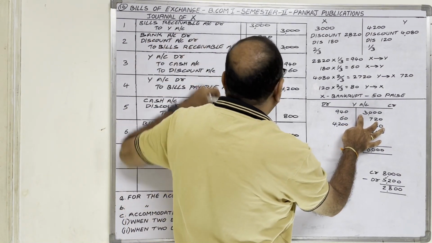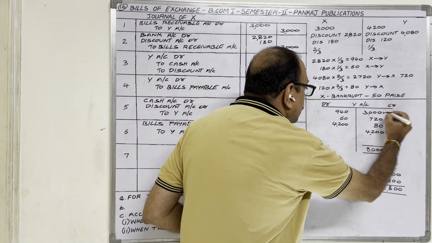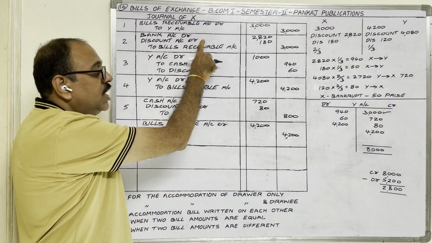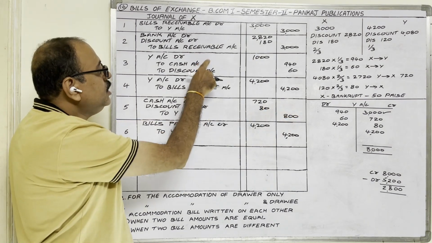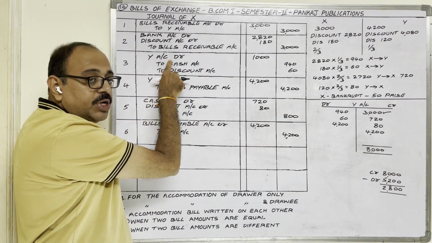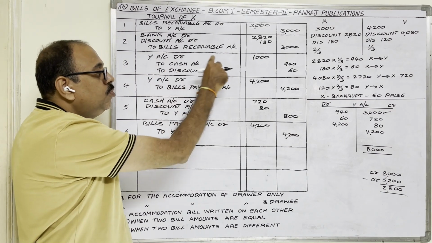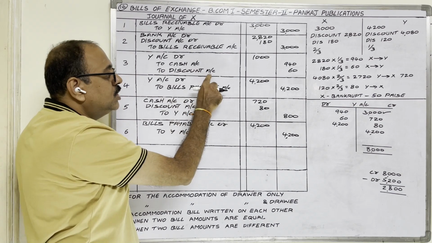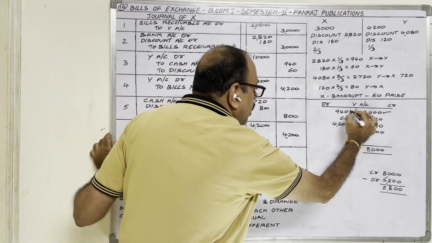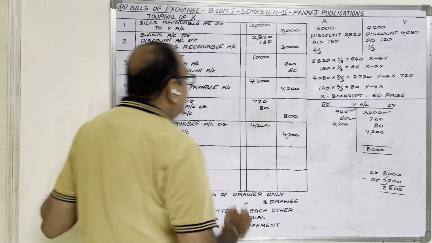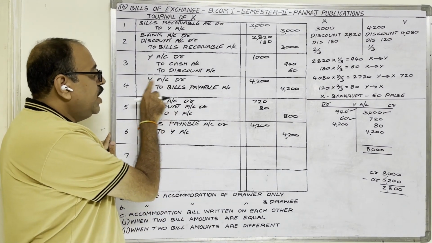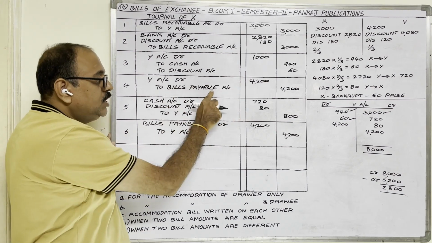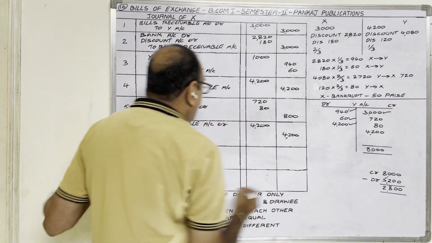by bills receivable account 3,000 rupees. Second entry, Y account is not there, so no need to post the second entry in that account. Third entry, Y account is debited. Therefore, on the debit side we have to post this entry: to cash account 940, to discount account 60 rupees. Fourth entry, Y account is debited with 4,200, so on the debit side, to bills payable account 4,200.